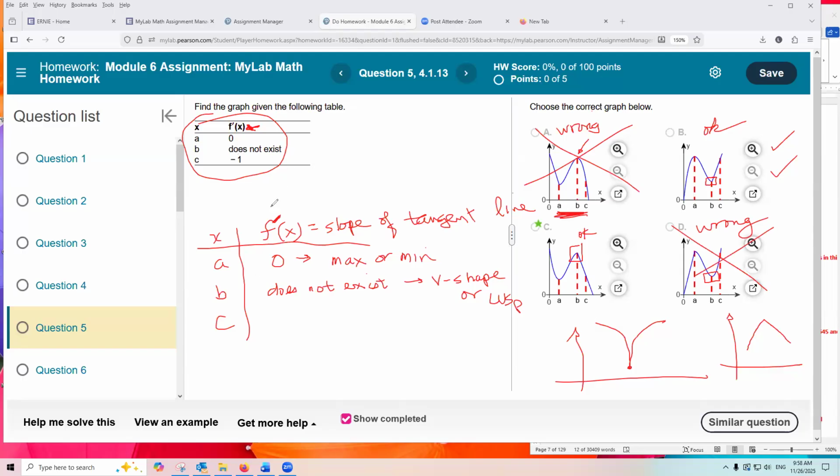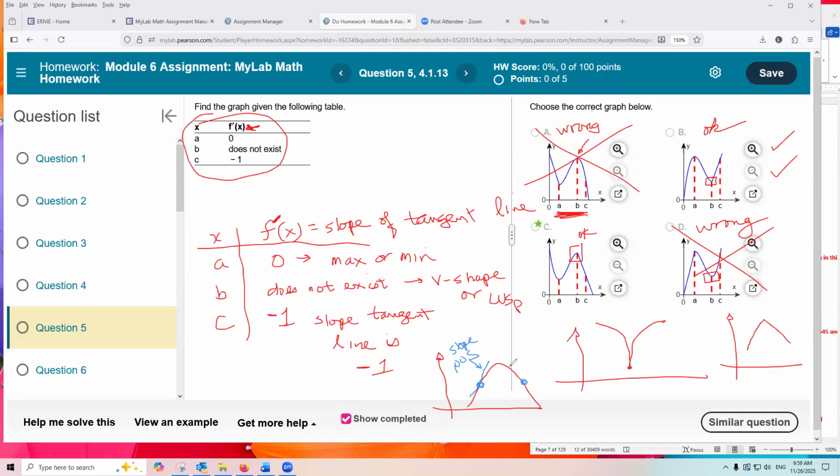Let me go to point C. It says the slope is -1. Well, that means the slope of the tangent line is -1. Well, for a slope to be a negative, think about a graph. Here's a graph. Let me think about the slope of the tangent line over here. Well, this tangent line would be going uphill. This slope is positive.